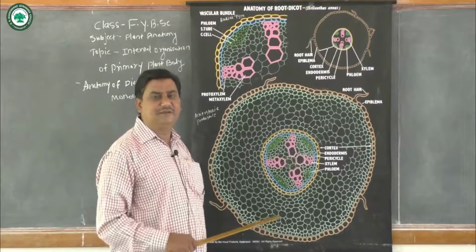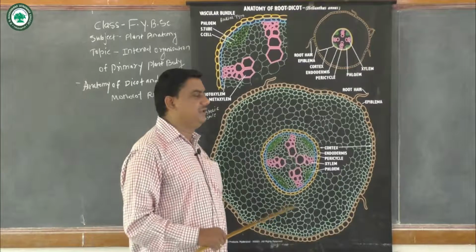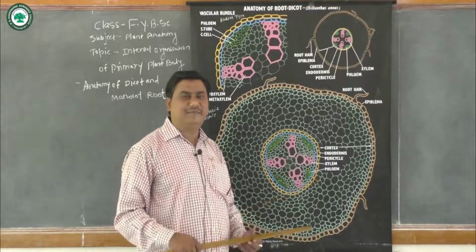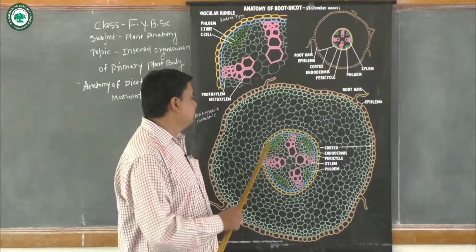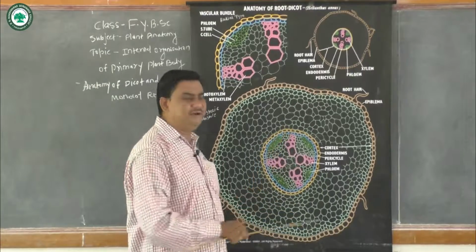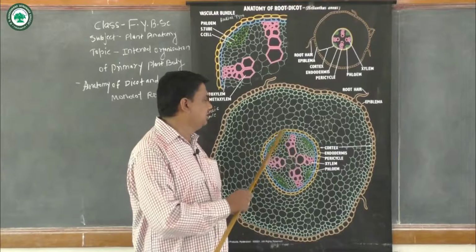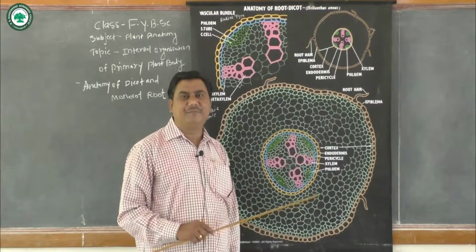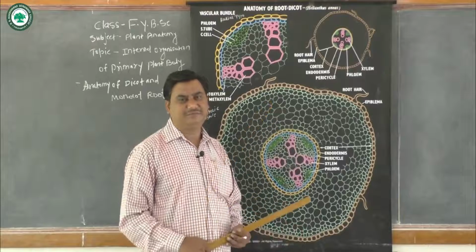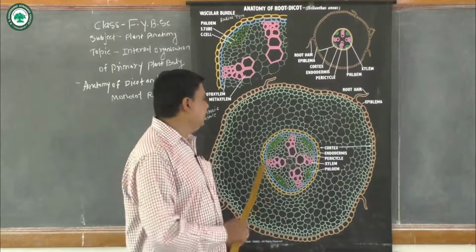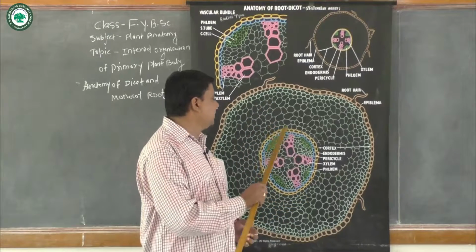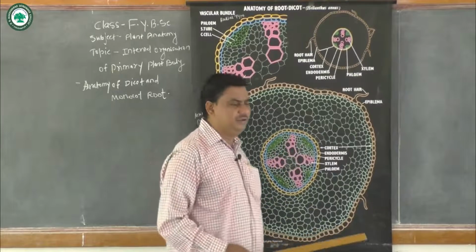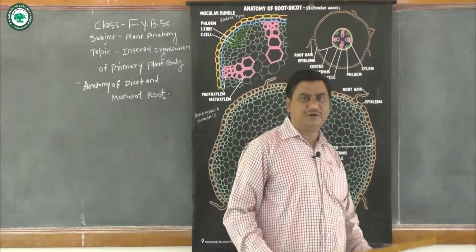Again, the endodermis is made up of particular parenchymatous cells. The cells are barrel shaped and compactly arranged. So here, again in dicot root, is one of the features of the particular root.